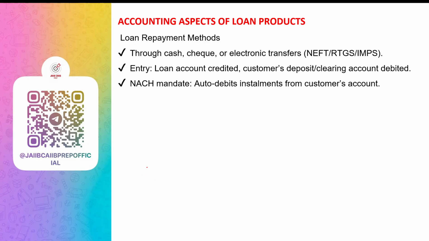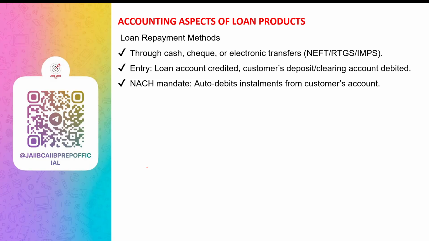Loan repayment. So when the borrower repays the credit, you credit that loan account to reduce the outstanding balance, and you debit the account from where the repayment is made. For example, the cash account if repaid in cash. If repayment comes from the borrower's saving or current account, you debit the deposit account. And if repayment is via check from another bank, then the clearing account is debited.